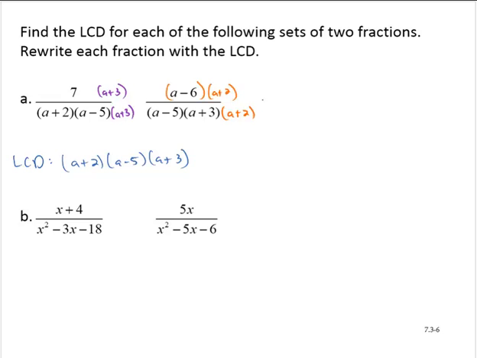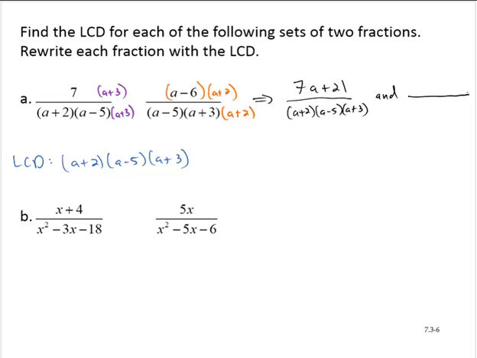Alright, so now we can rewrite these fractions. The first fraction, applying the distributive property, is 7a plus 21, and I'll write the denominator as a plus 2, a minus 5, a plus 3. So don't multiply out the denominator. Leave it as is. Alright, my second fraction, I have a minus 6 by a plus 2.